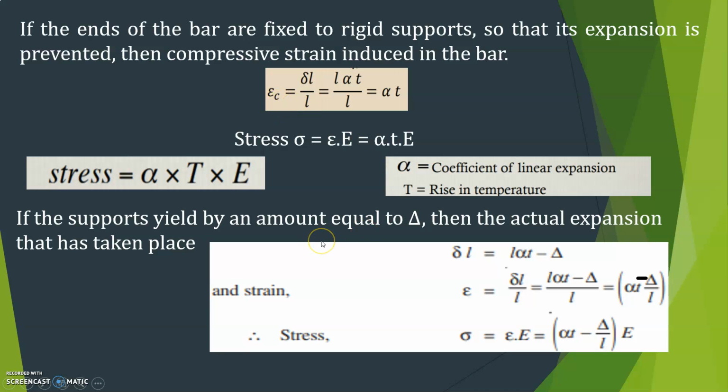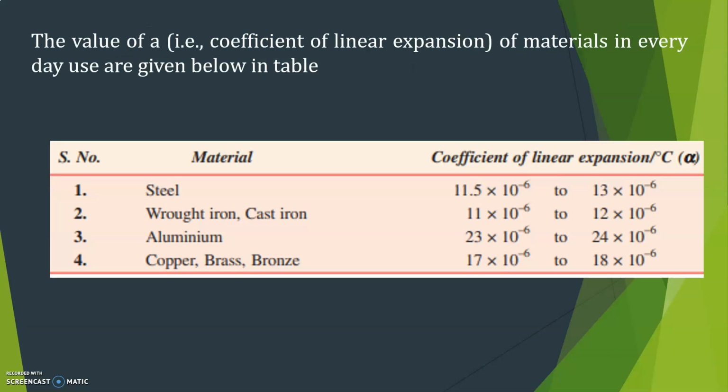Now, if the supports yield by an amount equal to delta, then delta L is L into alpha into T minus delta. Then strain is equal to alpha T minus delta divided by L, and stress is equal to alpha T minus delta divided by L, into E. So if you remember all these formulas, then you can easily find the deformation, stress and strain. Let us take one example.